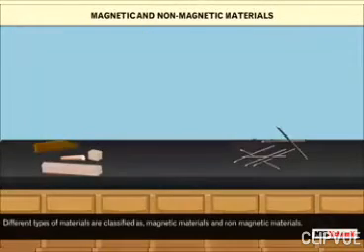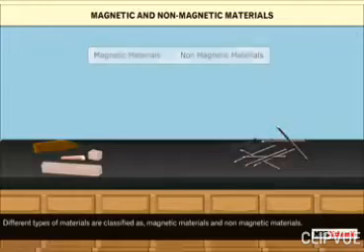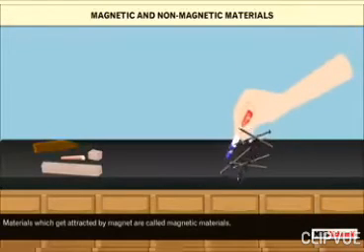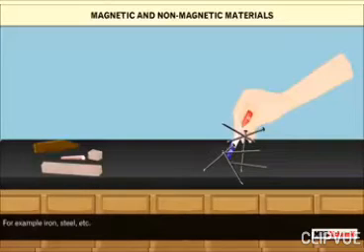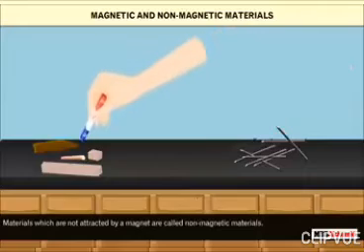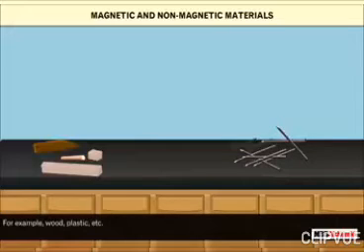Magnetic and non-magnetic materials. Different types of materials are classified as magnetic materials and non-magnetic materials. Materials which get attracted by a magnet are called magnetic materials, for example, iron, steel, etc. Materials which do not get attracted by a magnet are called non-magnetic materials, for example, wood, plastic, etc.